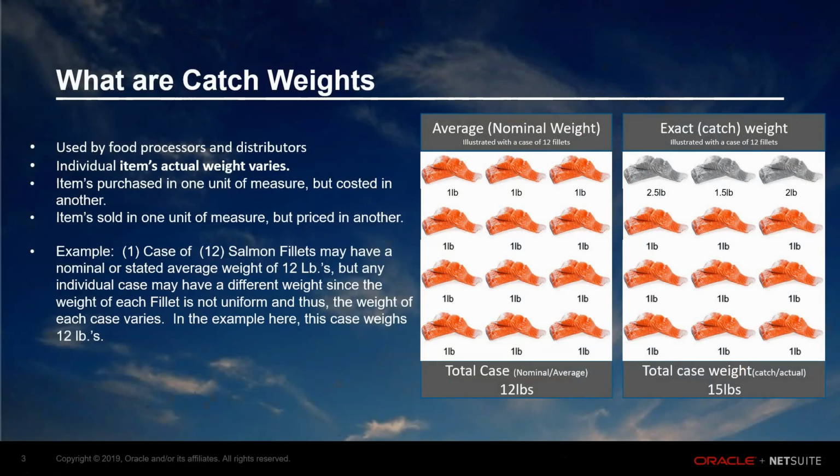But just to go back into what are catch weights in general, it's the idea that an item will have the ability to capture one unit of measure and maybe price in another. A very easy and simplistic example of this is on the screen here. If we go and buy a case of salmon fillets, not every fillet is going to be an exact pound. And in this case, we may receive the case in at 15 pounds rather than the nominal average weight of 12 pounds.